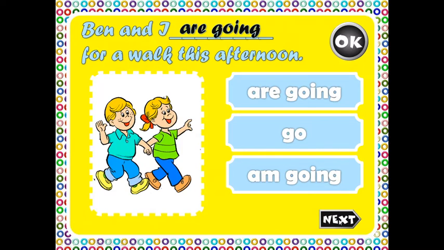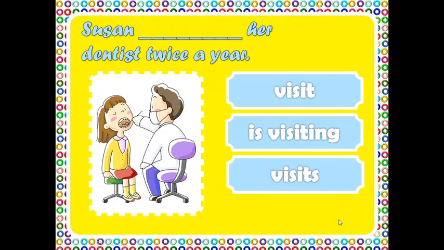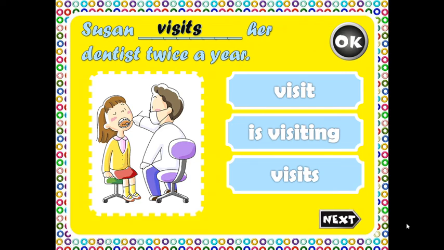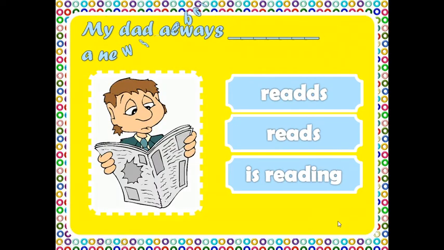Okay? Next. Susan (blank) her dentist twice a year. Again, we have twice a year. So it indicates that it's a habit, it's a routine, right? So visit with an s. Remember, we're talking about Susan. She is not doing it at the moment. It's twice a year. So visits. Good.